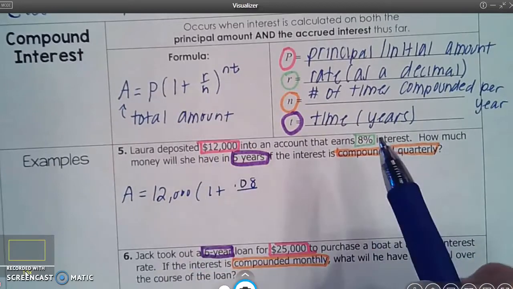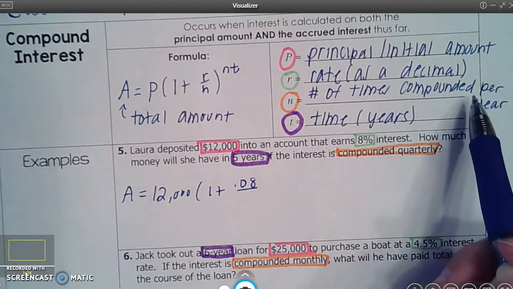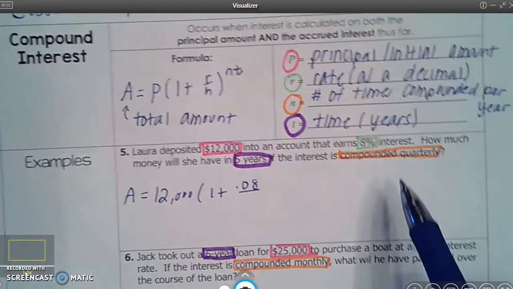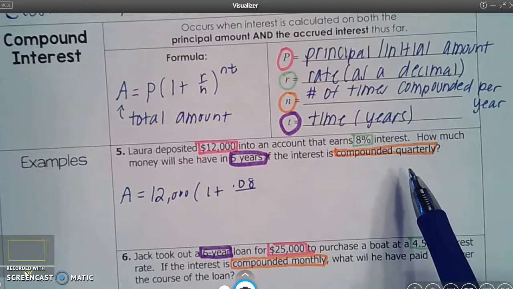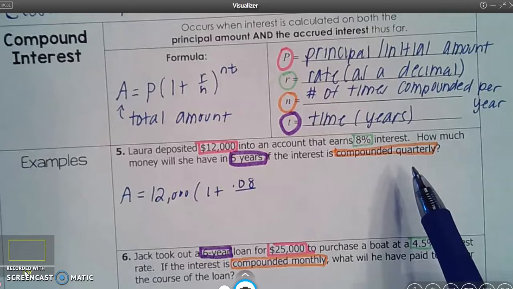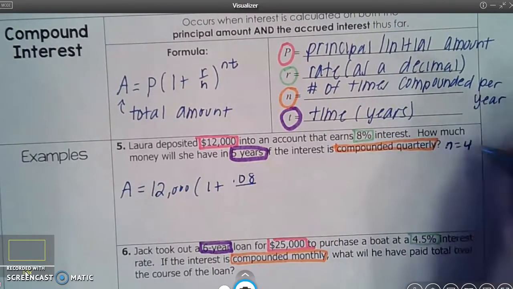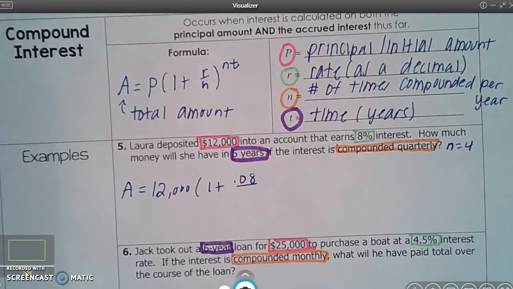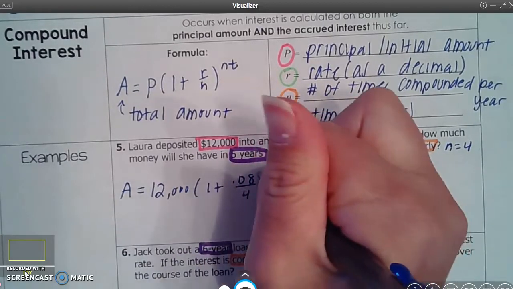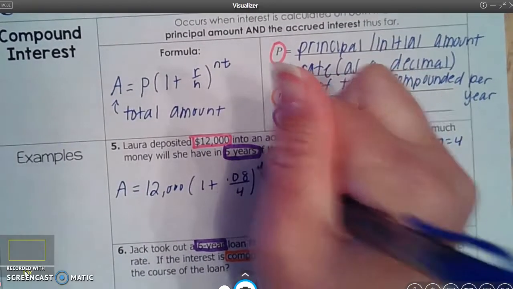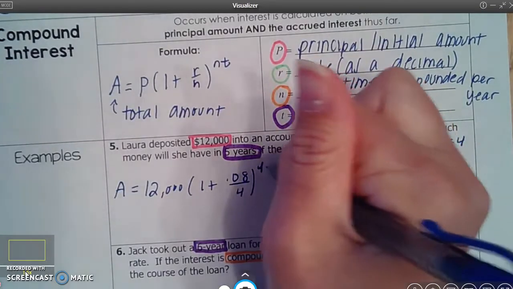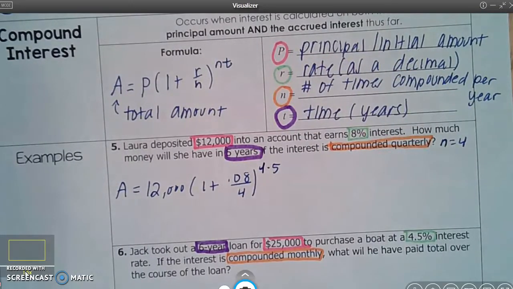And it says N. N is going to be the number of times it's compounded per year. So your N will change based off of the word that comes after compounded. Okay, so we're compounding quarterly. That means you're going to split your year into 4 different times because quarterly, think of a dollar. You have 4 quarters in a dollar. Anything like that, quarterly means you're going to split into 4s. So it means my N will be 4. So that means the N up here will also be 4. And then my T is 5, which means I'm going to multiply it by 5.